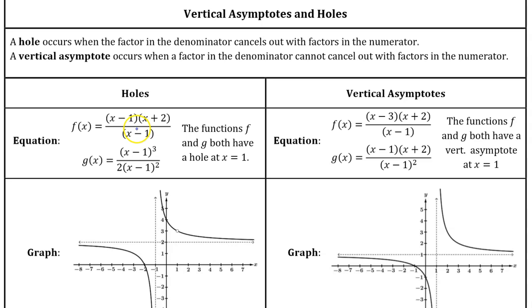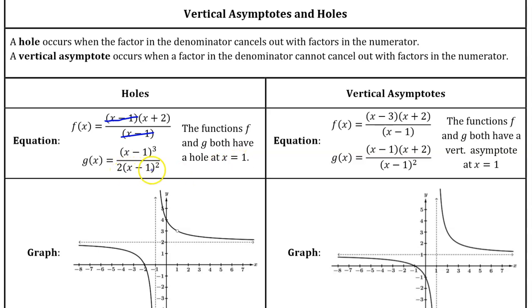Look at this example. f of x will have a hole at x equals 1 because the factor in the denominator cancels out with the factor in the numerator. We will also have a hole in g of x, still at x equals 1.